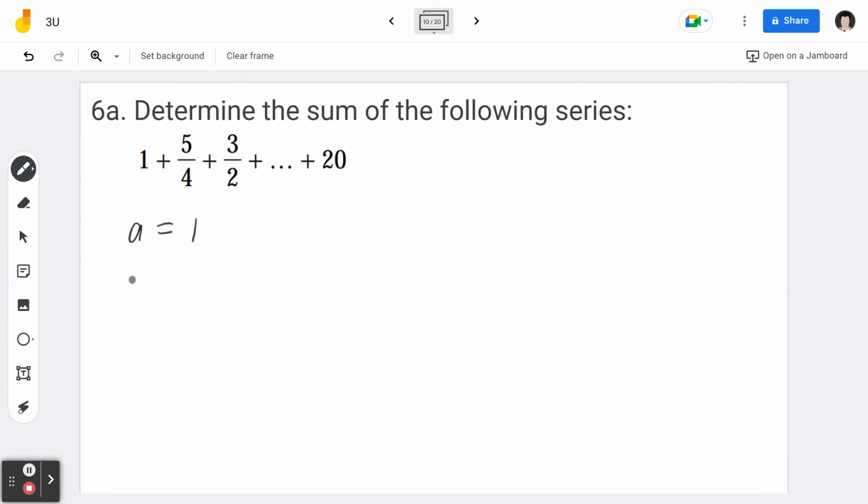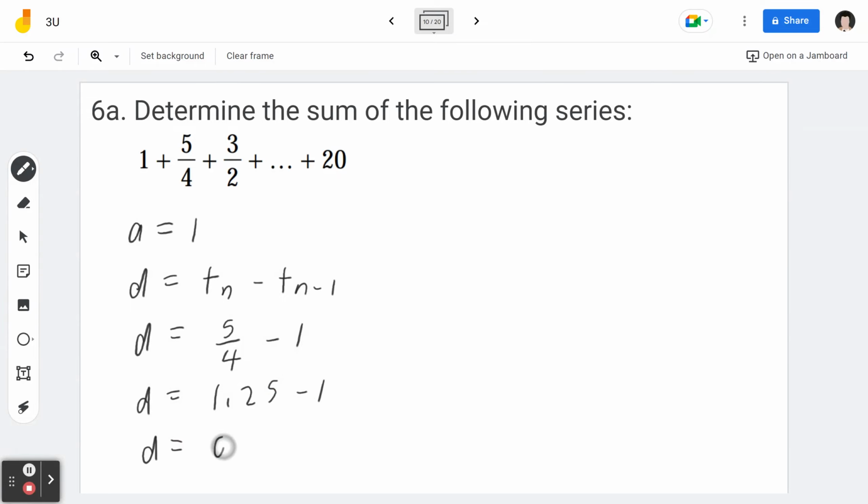So if you did start with a common difference, you can say any number minus the number before that, or any term minus the previous term. So I could say 5 divided by 4 minus 1. Now, some students don't like 5 divided by 4. They probably prefer to write this as a decimal. If you prefer writing 1.25 instead of 5 divided by 4, that's fine. But the common difference is going to be 0.25. But is that really true?